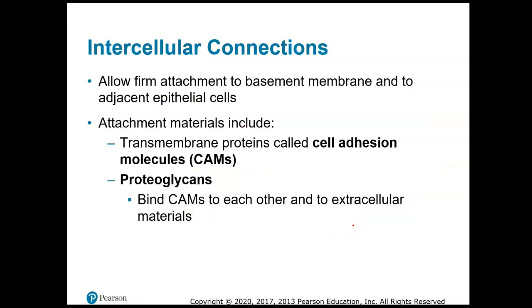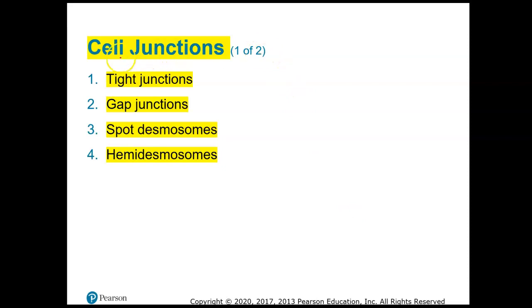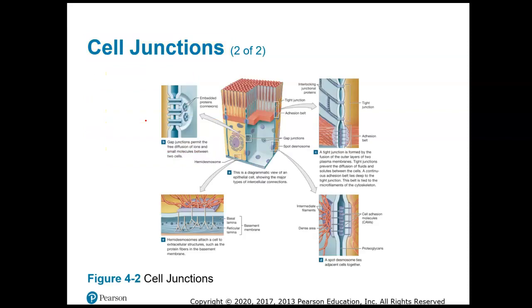So those are the 2 types of glands. There's also junctions or connections that connect the epithelial cells to each other. There are tight junctions, gap junctions, desmosomes, and hemidesmosomes. And you can see images of each one here.